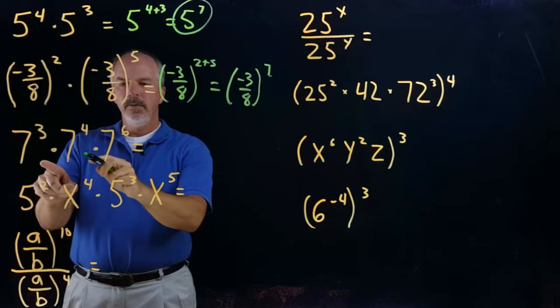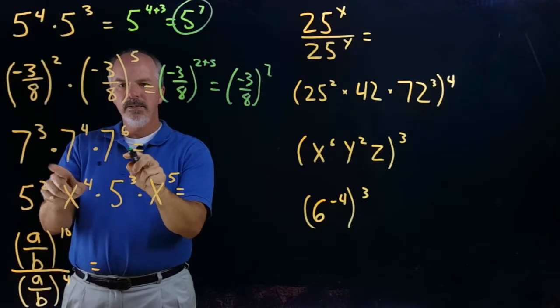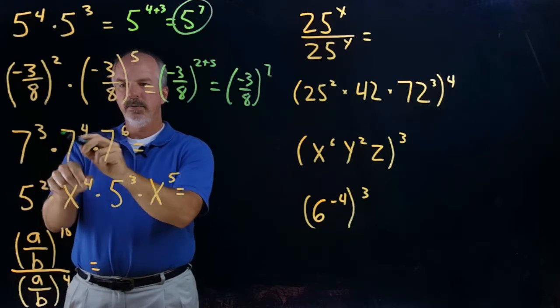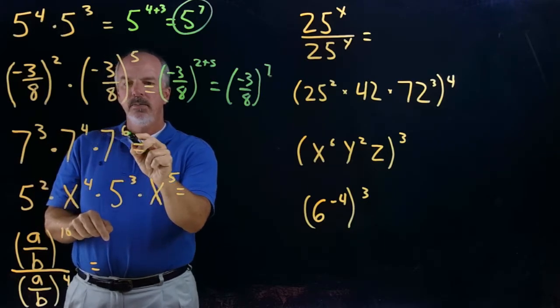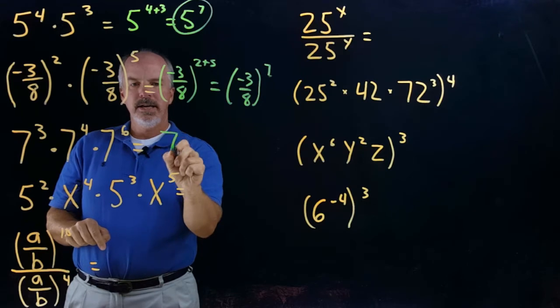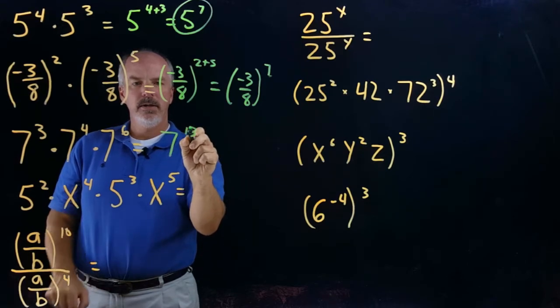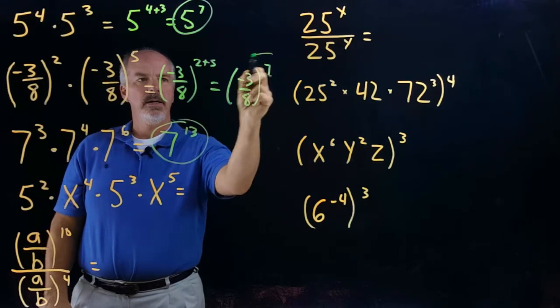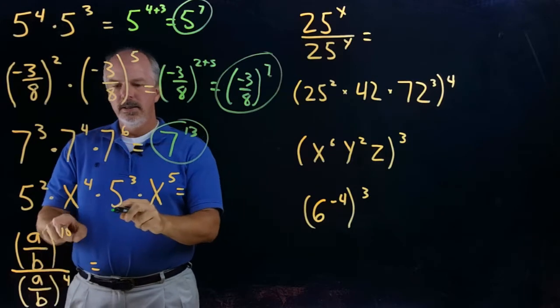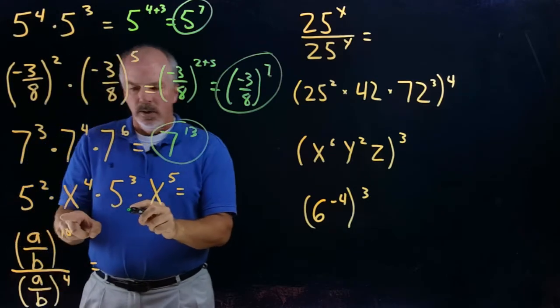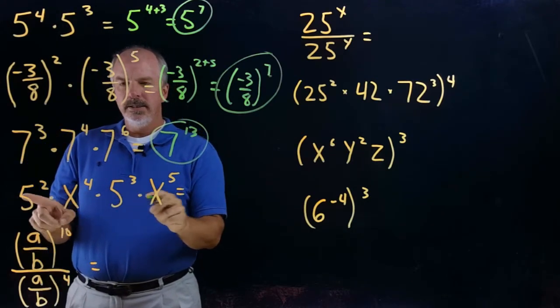And this one, now we have the same base. We have 3 bases, but we do the same thing. We're going to add, so it's 3 plus 4 is 7, plus 6 is 13, so it's 7 to the 13th power. All right.